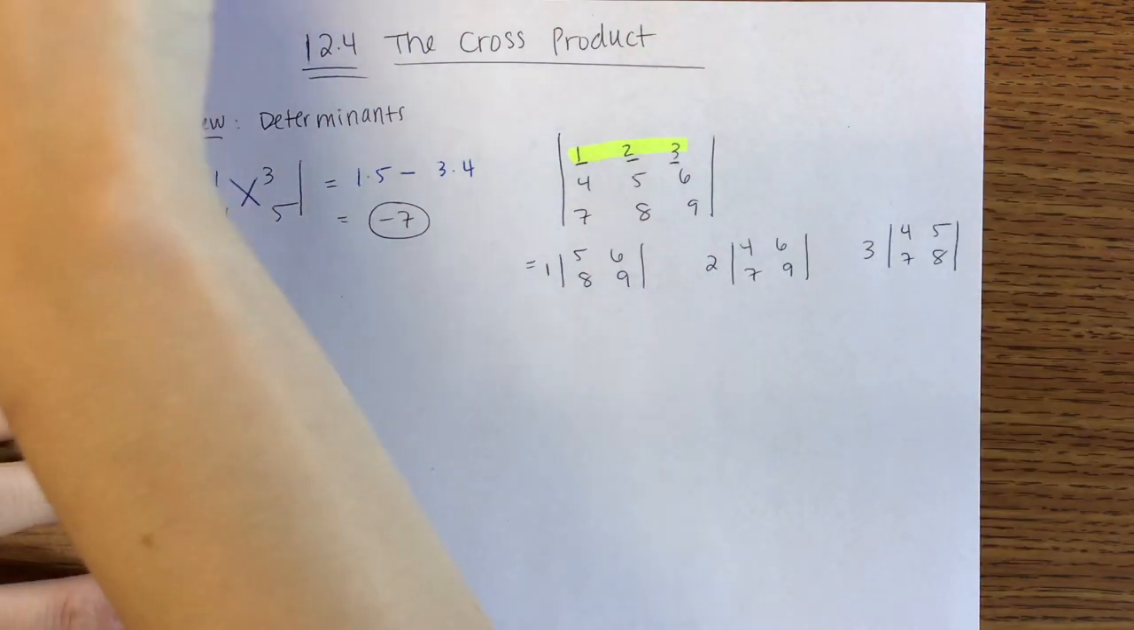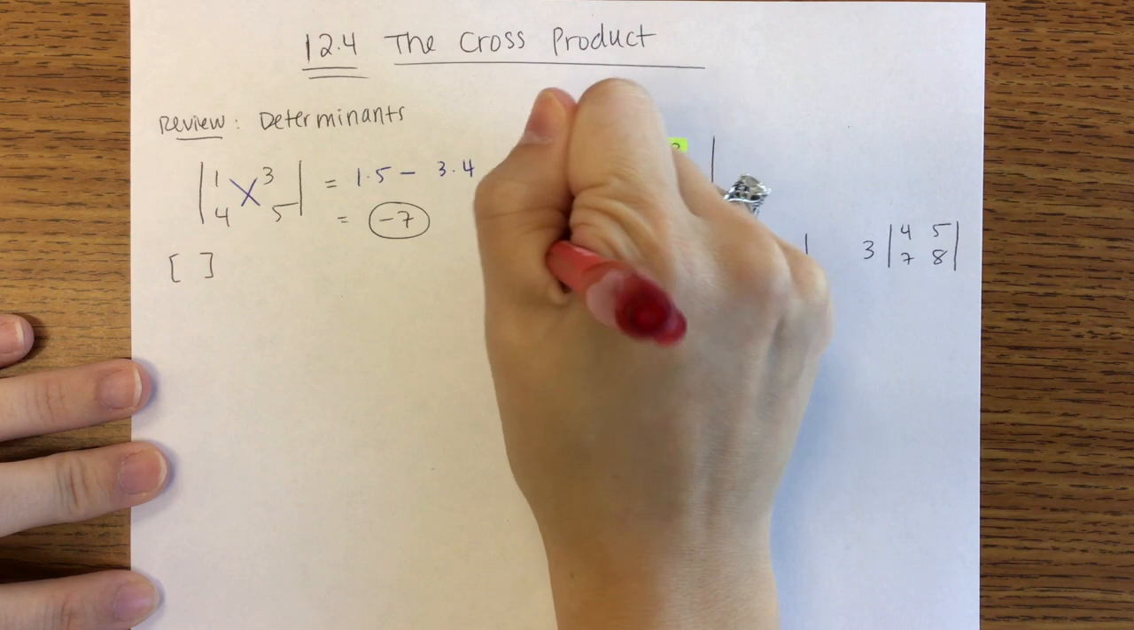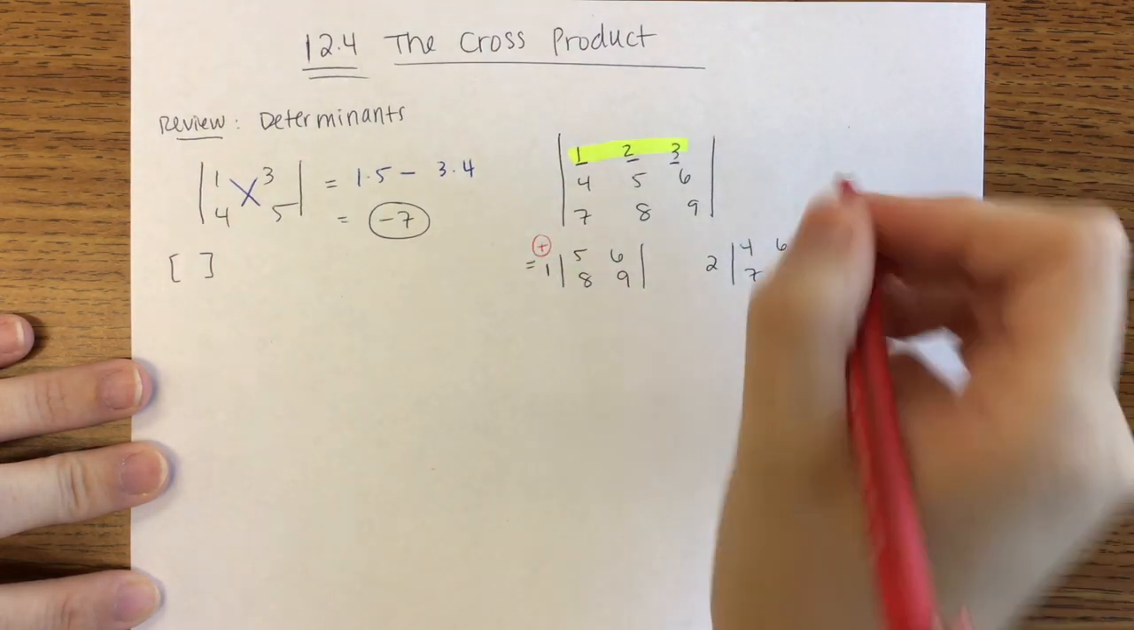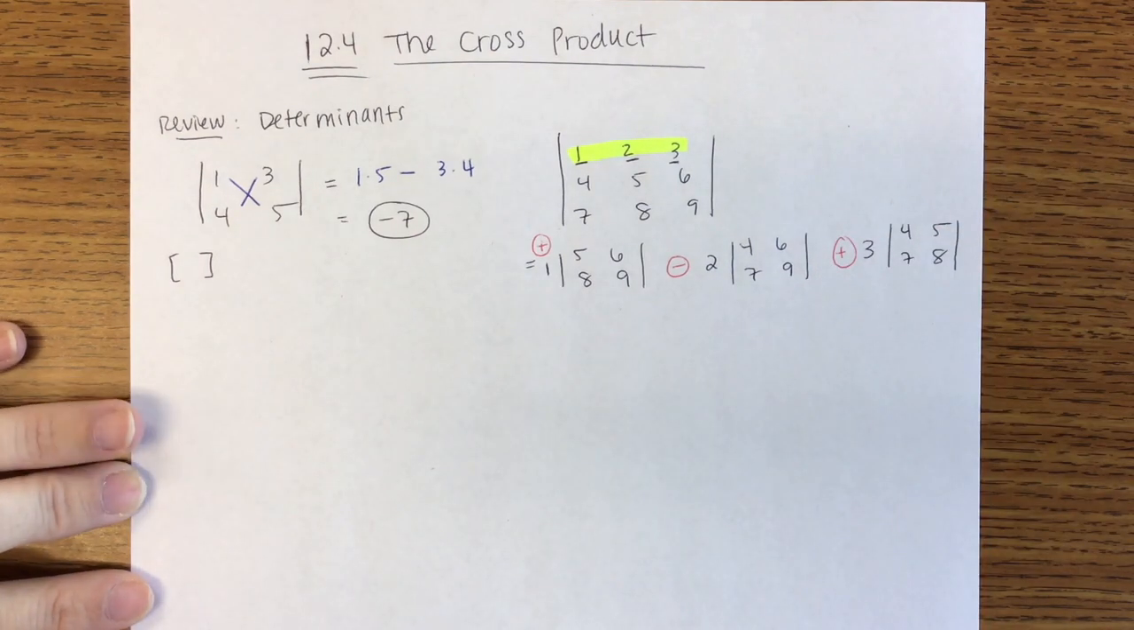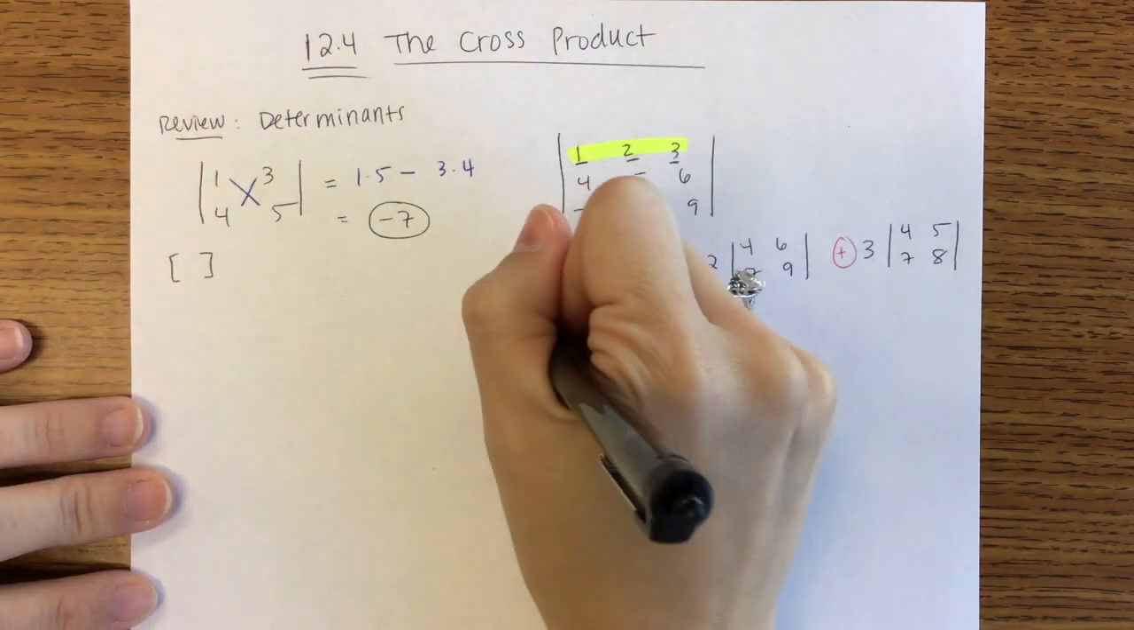Now, a few other things for you to know. You're always going to keep the sign of the first element, opposite sign of the second element, keep the sign of the third element. So you're going to flip. And then you're ready to calculate.